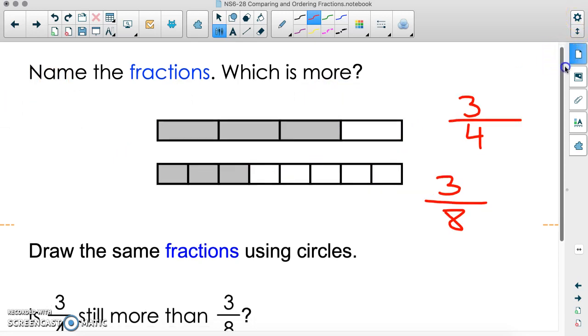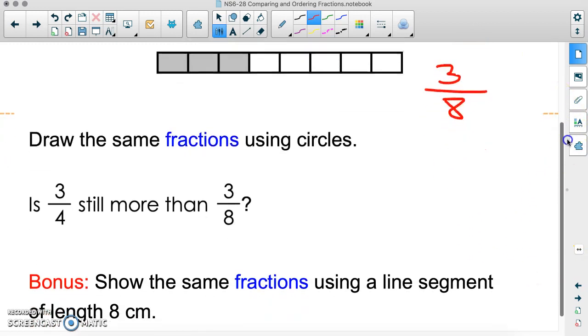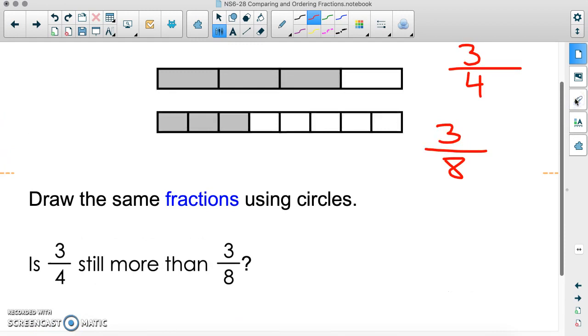Which one's larger? Well, I want you to first, before you decide this, draw these same fractions, but using circles. So you're going to draw one pie, that's 3/4, and a second pie, that's 3/8, and see which one is greater than. Once you draw your pies, you're going to find that the 3/4 is greater than 3/8. Again, because you're cutting that pie into less amount of pieces. Rather than cutting it into 8 pieces, you're only cutting it into 4. So the pieces are automatically going to be bigger.